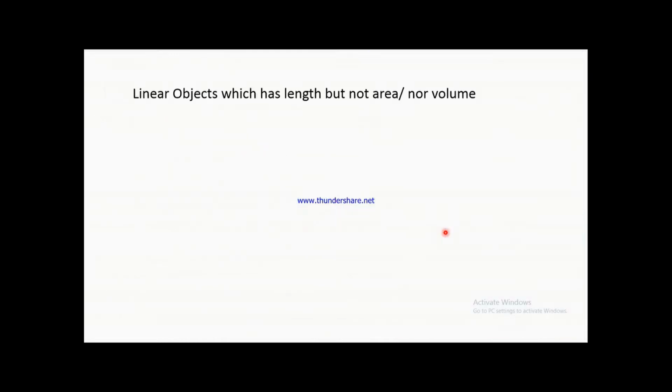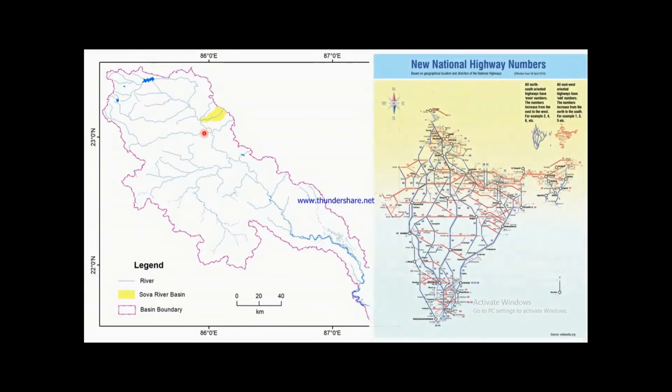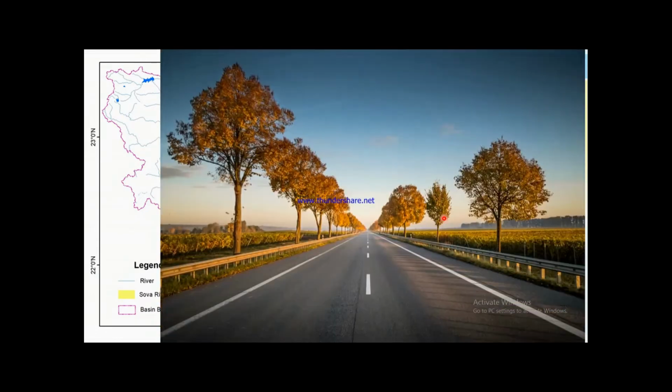Some linear objects are there which have neither area nor volume, like this. It has length only. In this map, the same drainage basin, the streamlines have length only. And in this map, the road network are linear objects which we have to map, like this road.